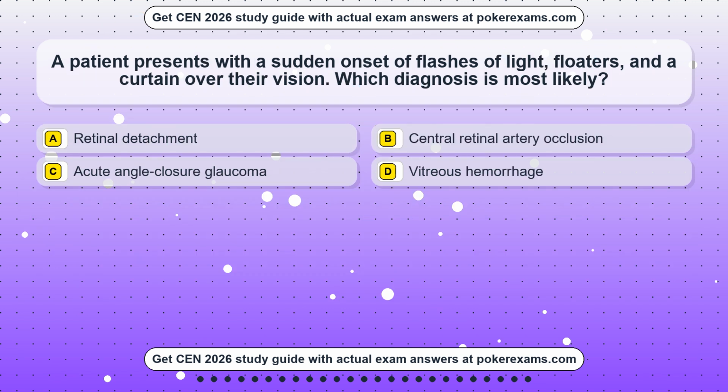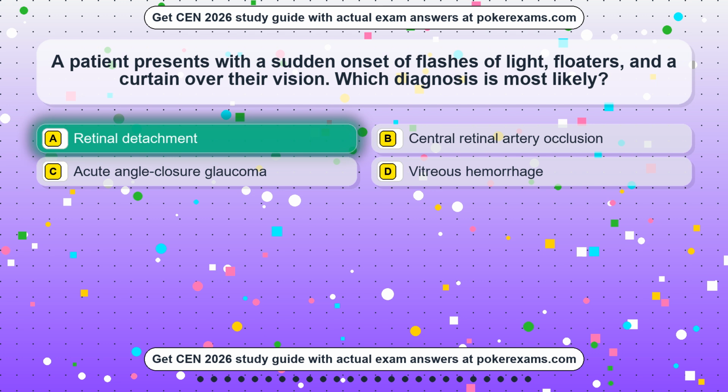Question 2. A patient presents with a sudden onset of flashes of light, floaters, and a curtain over their vision. Which diagnosis is most likely? Option A, retinal detachment. Option B, central retinal artery occlusion. Option C, acute angle closure glaucoma. Option D, vitreous hemorrhage. The correct answer is option A.